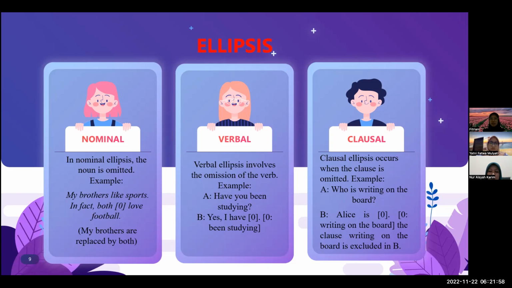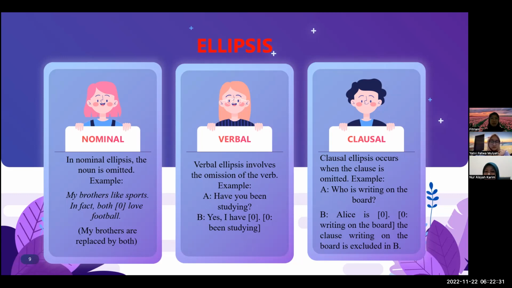And the last one is clausal ellipsis. It occurs when a clause is omitted. For example, who is writing on the board? Alice is writing on the board. So in this example, the clause writing on the board is excluded in B. So we just need to say Alice. That's enough. Okay, this is the explanation of the kinds of cohesion types.